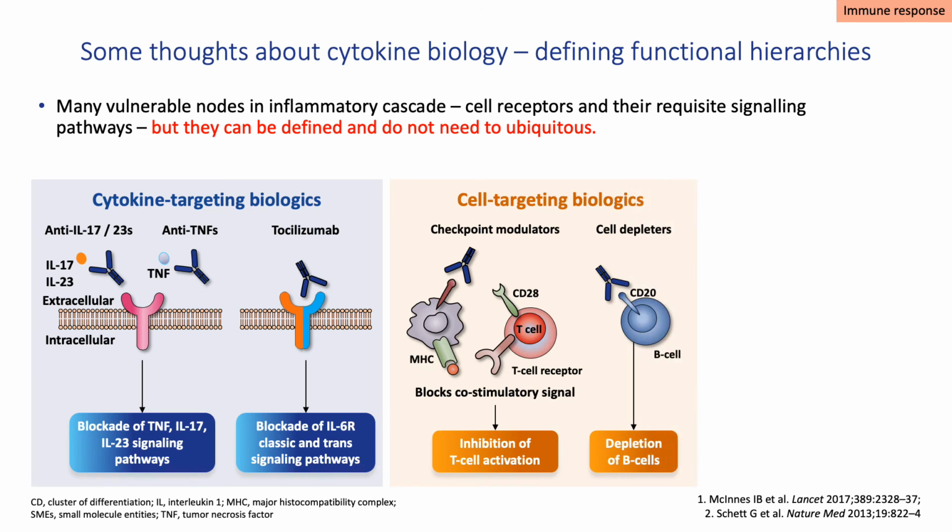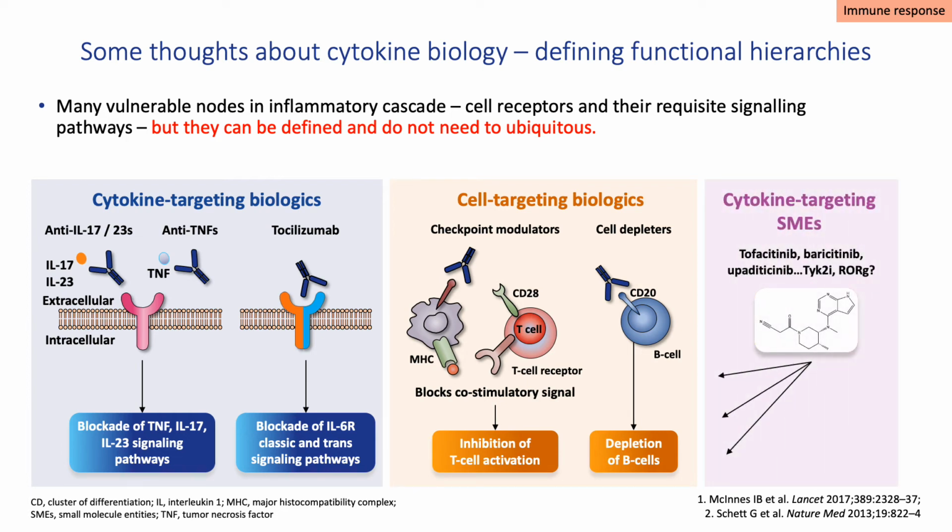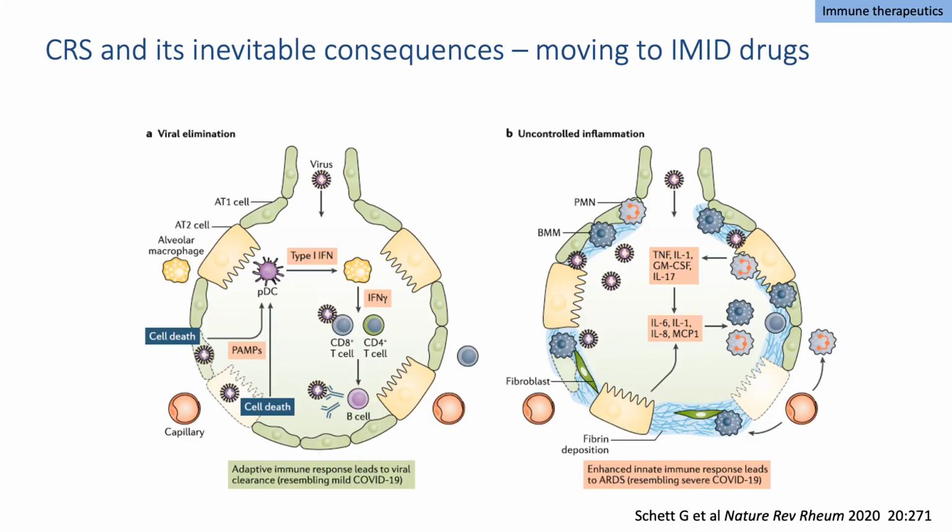Now we can do this with more than just cytokines. We can do this, for example, with checkpoint modulators or with depleting cells, with B-cell depleting factors that we borrowed from the cancer literature. We can also now do this with small molecules that reproduce, if you like, the extracellular effects of these large biologic inhibitors and, in fact, are now entering immune disease therapeutics with impunity. So that's your cytokine and biologic primer for the day over. Let's go back to COVID.